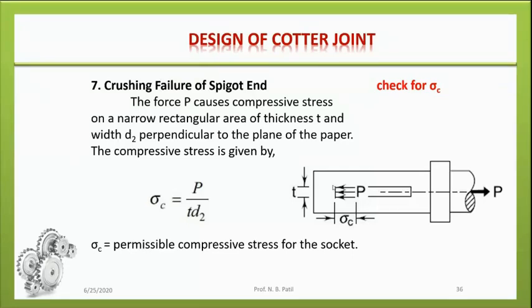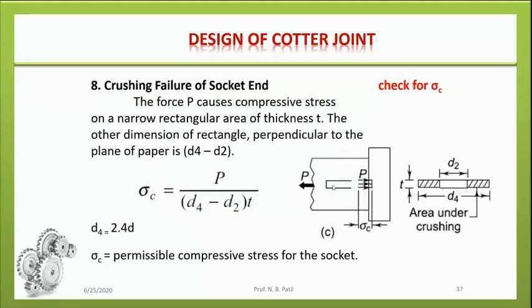Now let's move to the next point. Crushing failure of socket. Again over here, you need to find sigma C. For the socket end, the top part, we have to determine the value of D4. At that point, we need to find sigma C, whether that part is safe against compressive force or not. So in the actual diagram, this represents the top view of your socket end. This one is your socket collar.